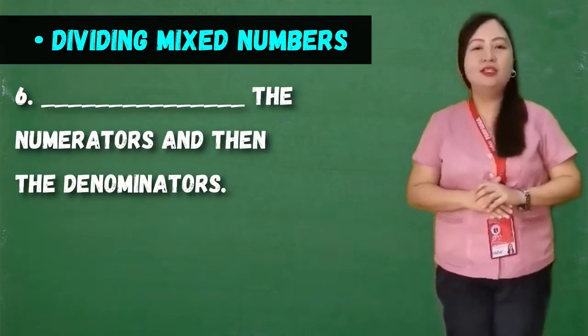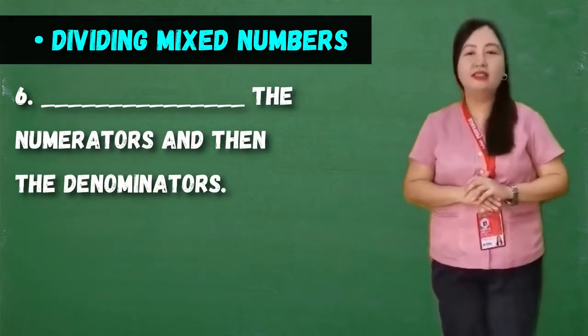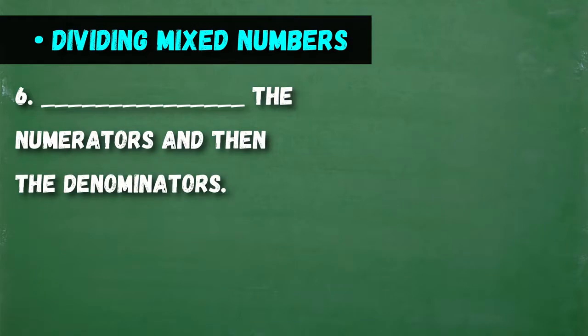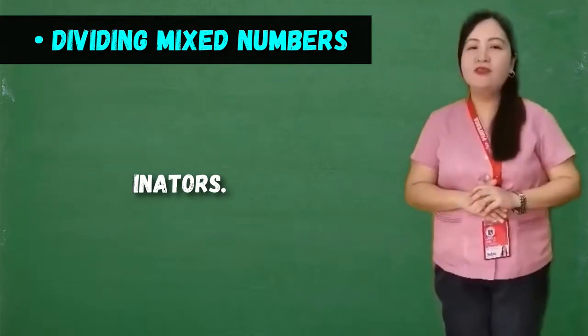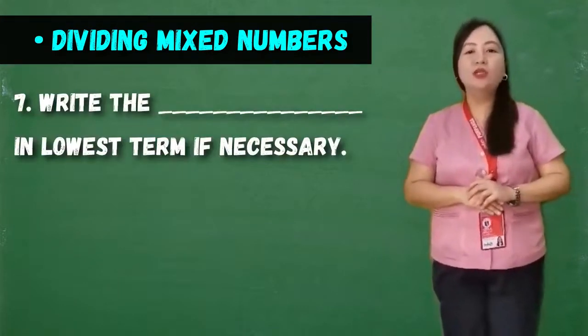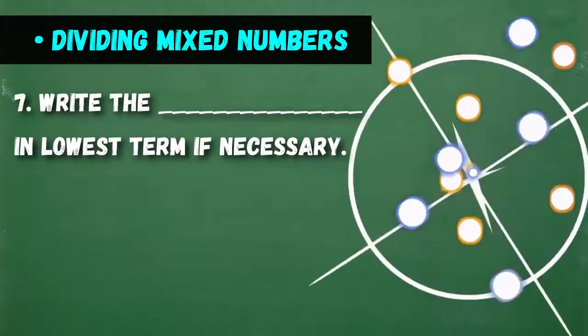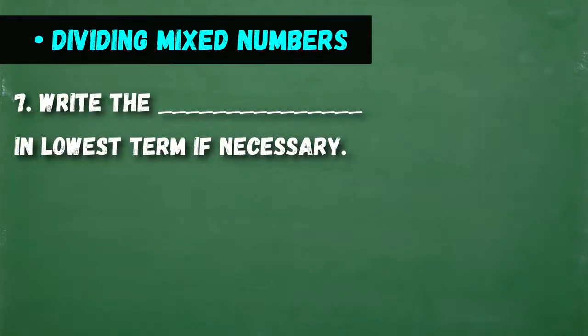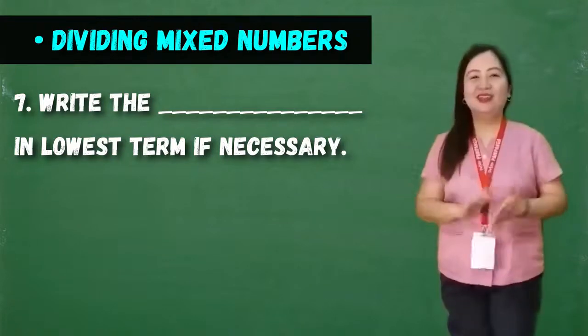6. Blank the numerators and then the denominators. And number 7, write the blank in lowest terms if necessary. Let us check your answers.